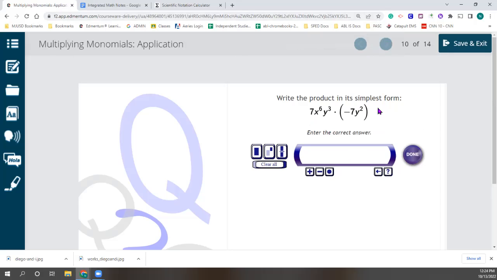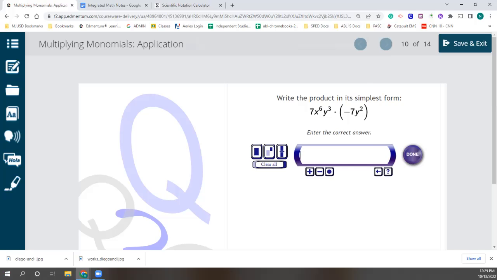Write the product in its simplest form. I'm just writing it down on my paper. 7x^6y^3 multiplied by negative 7y^2. Yep, I'm still recording apparently. Hopefully this works. So we compare or combine like terms. 7 multiplied by negative 7 for the coefficients is going to be negative 49.